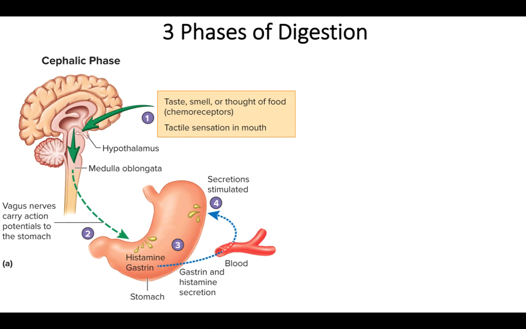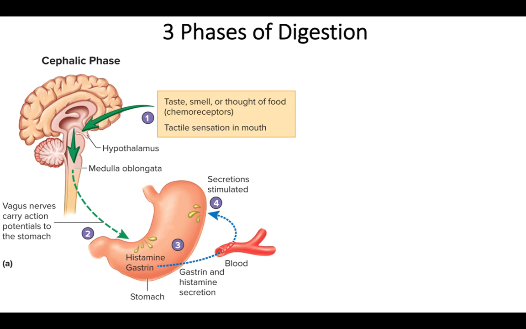So cephalic means your head, right? Something to do with your head. And in this case, it's your sensory organs in your head. So your sense of taste, your sense of smell, it involves your brain, right? Thinking about food. That'll activate this phase of digestion. And a couple things happen. Number one, we're going to stimulate the salivary glands, right? So your mouth will start to water.